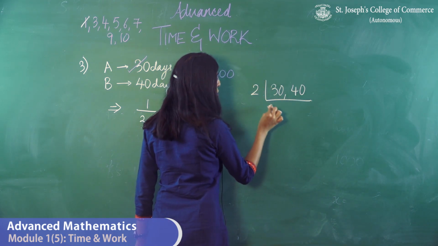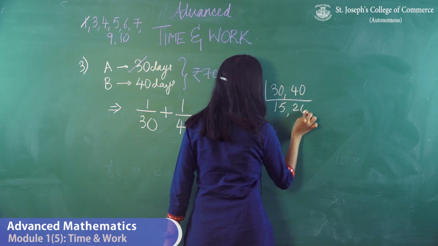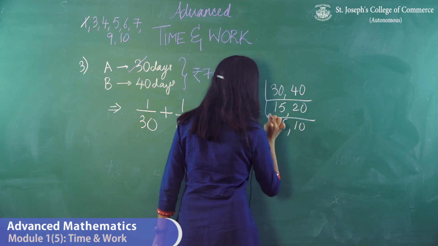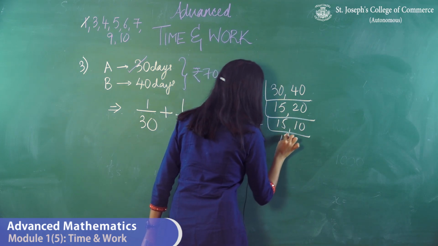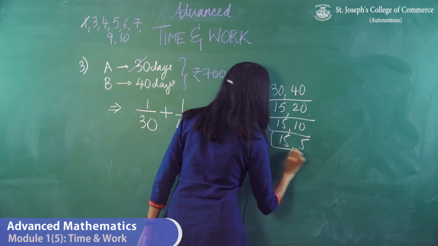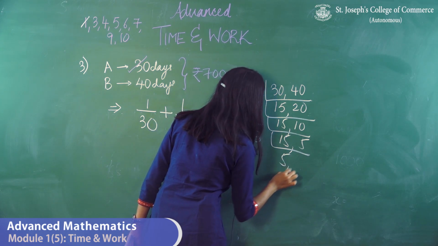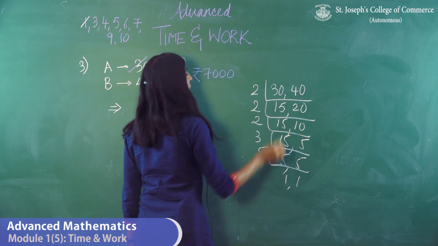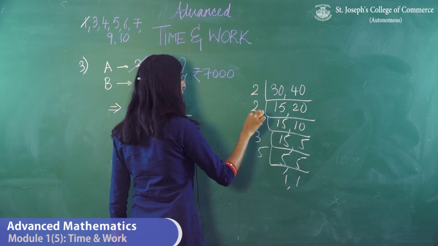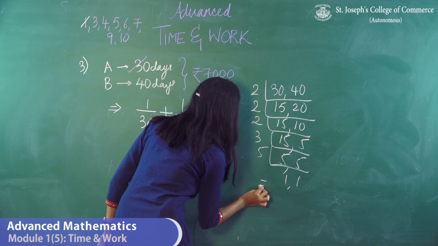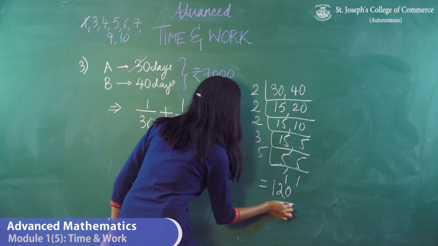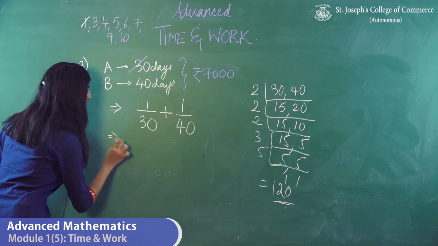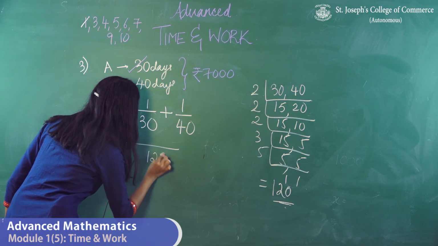Let's start with 2: 15, 20; 2: 15, 10; 2: 15, 5; 3: 5; 5: 1. If you multiply 2 into 2 into 2 into 3 into 5, you get 120. Therefore, the LCM is 120. So, I write the LCM as 120.